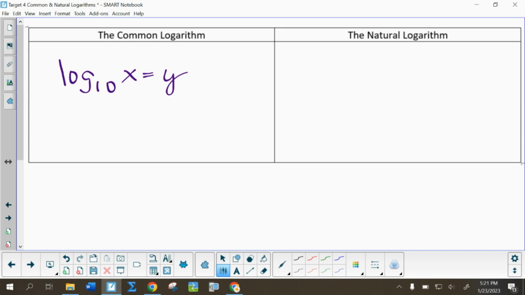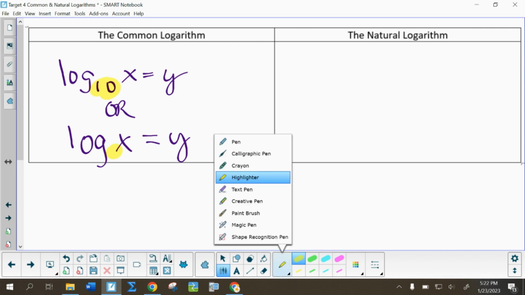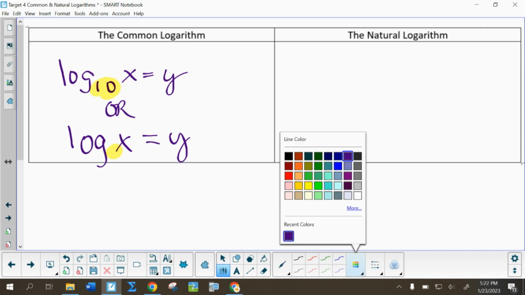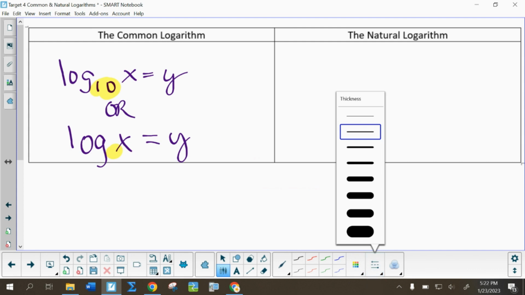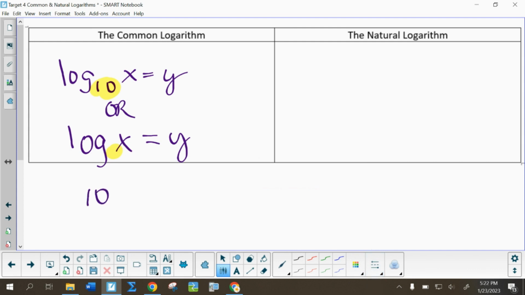But because it's so common, most people, including your calculator, write it as just the word log with no base, and then you just say log of x equals y. But when there is no number down there in the base, it means that the base is 10. So either one of these equations would be rewritten as 10 to the y equals x.